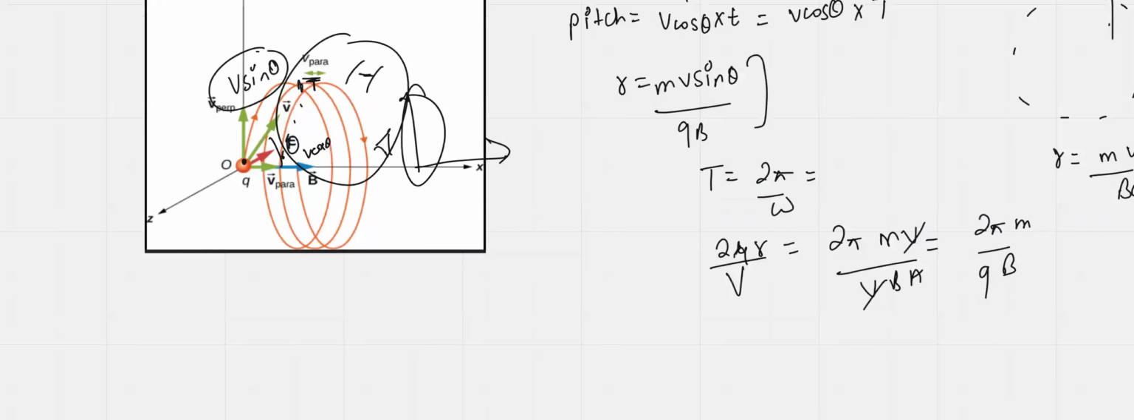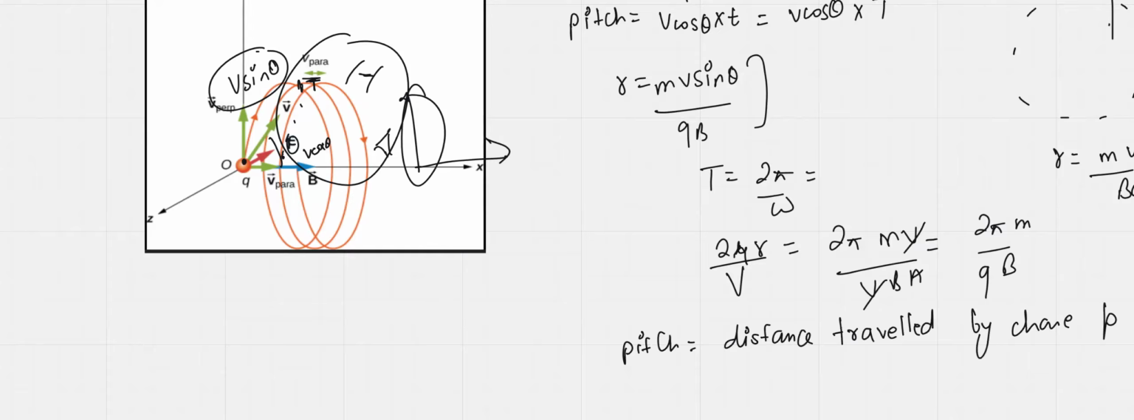And now if I ask you, what is the pitch? Pitch is basically the distance traveled by the charge between two revolutions. Basically, one revolution started from here, then another. No, actually, the distance traveled by the charge in one revolution.